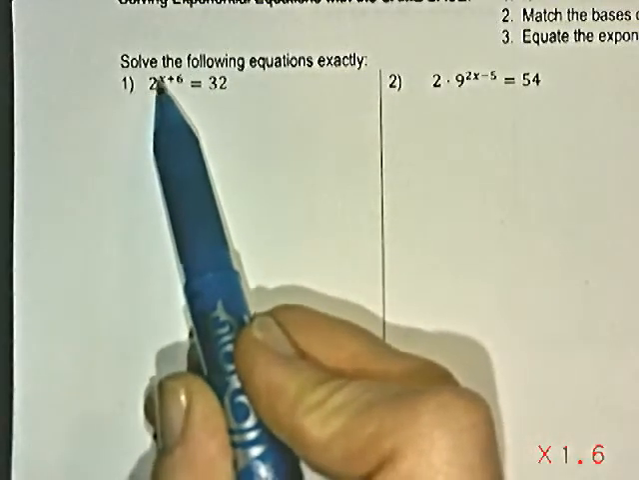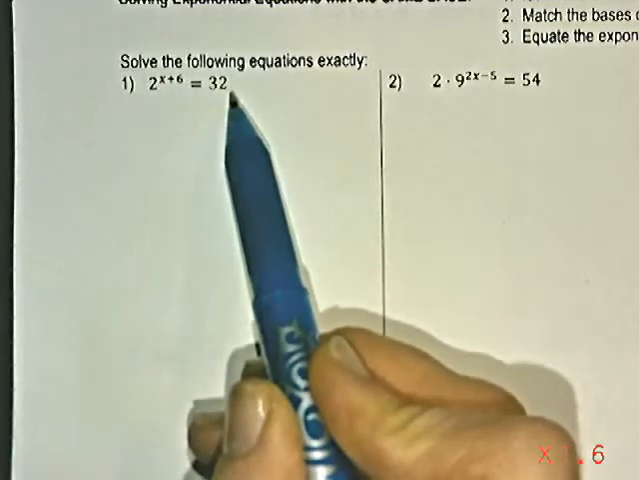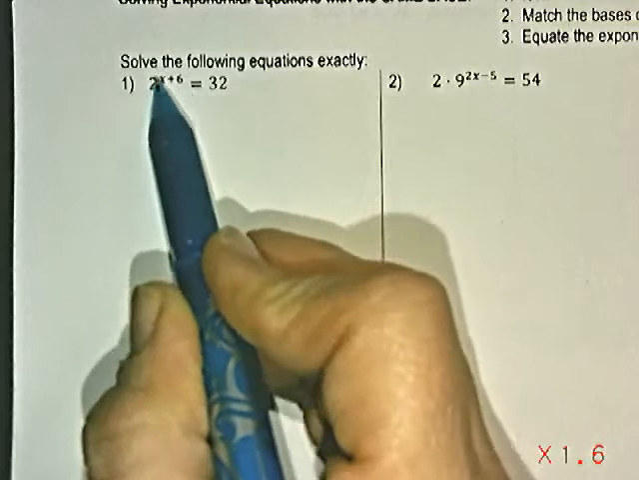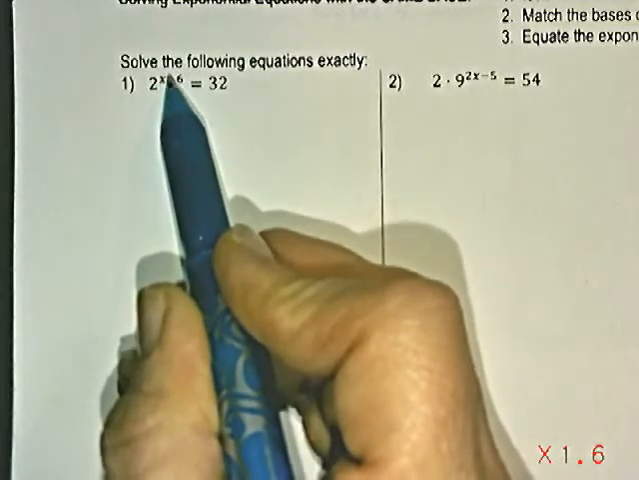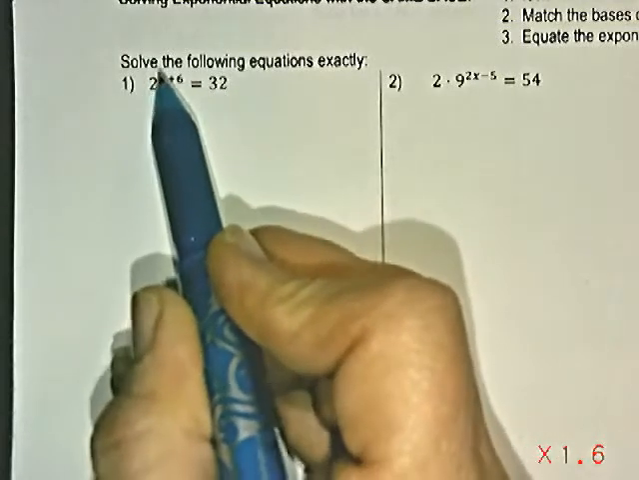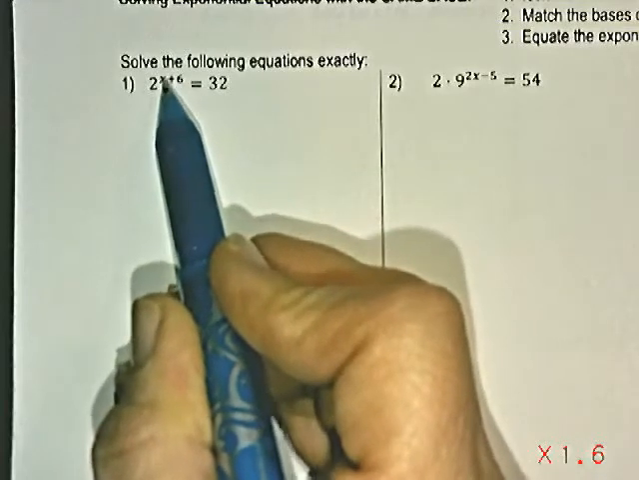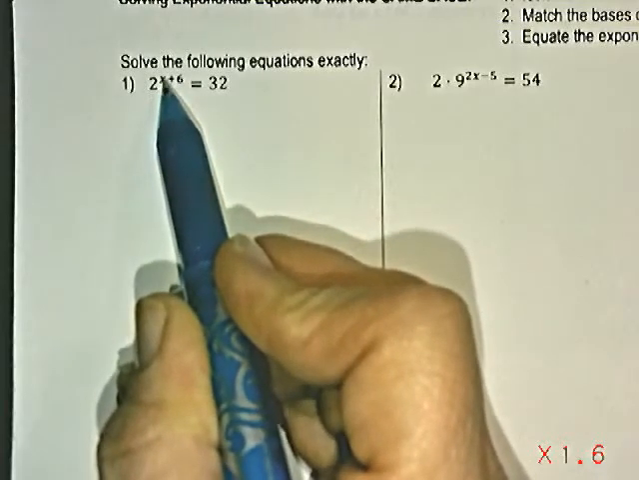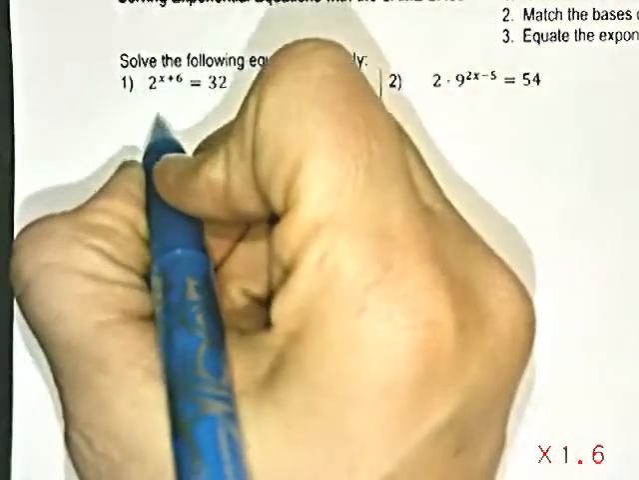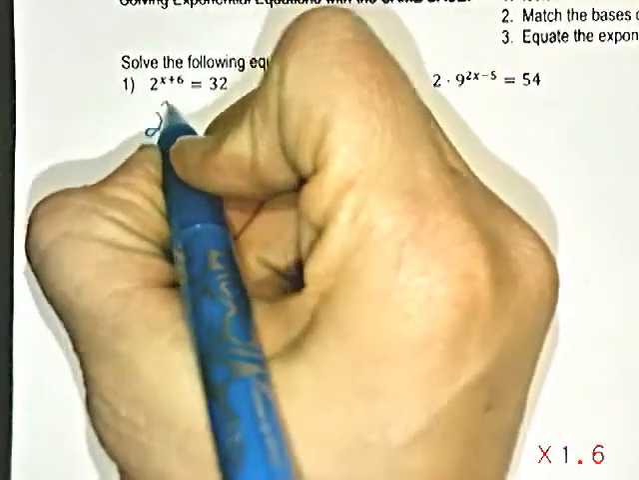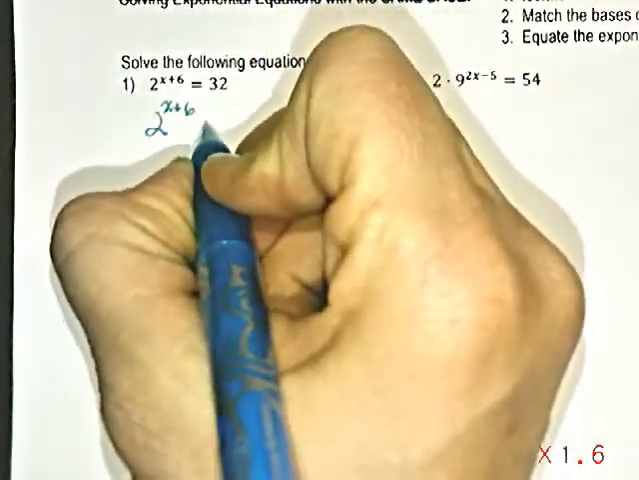2 to the exponent x plus 6 is equal to 32. Well, we know that the exponent would have to be 5. 2 to the exponent 5 is my 32, and in order to have that exponent as a 5, x has to be a -1. How can we justify that and show that that -1 is in fact the correct answer?